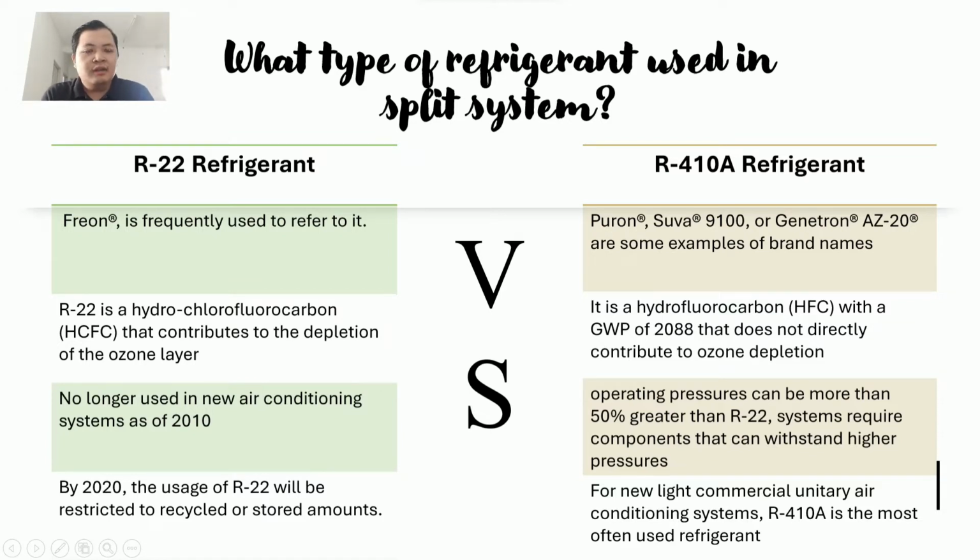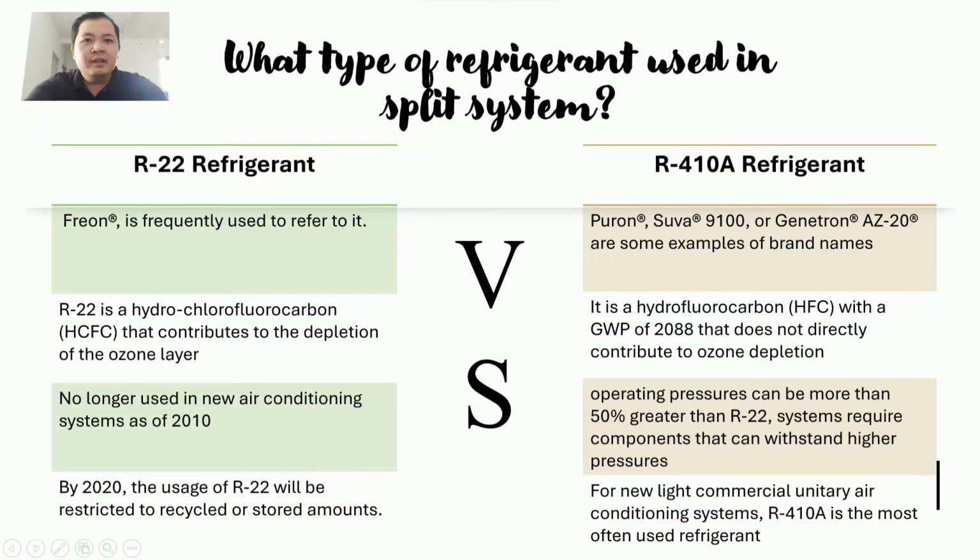Then next you have the R410A refrigerant. Puron, Suva 9100 or Genetron AZ20 are some examples of the brand names. R410A is a hydrofluorocarbon with a GWP of 2088 that does not directly contribute to ozone depletion.